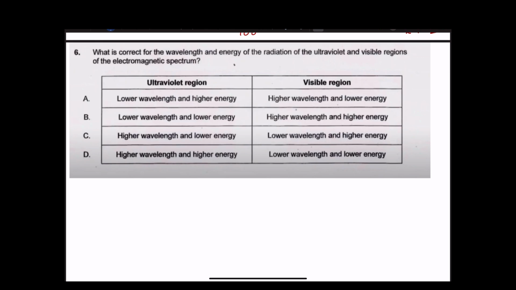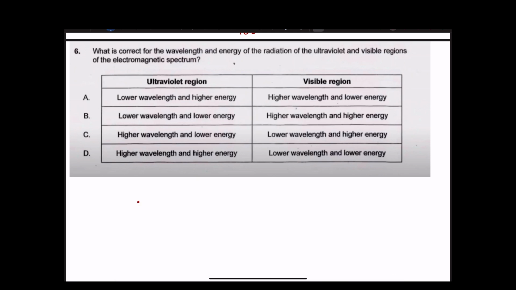So we have to find what's correct about the wavelength and energy of the radiation of UV and visible region. We know that UV rays are harmful for us because UV causes cancer. If it causes cancer, of course it has higher energy compared to visible light. That will basically trigger the mutations in the cell. So I know that UV will have higher energy and visible will have lower energy, so I can eliminate option B, option C.